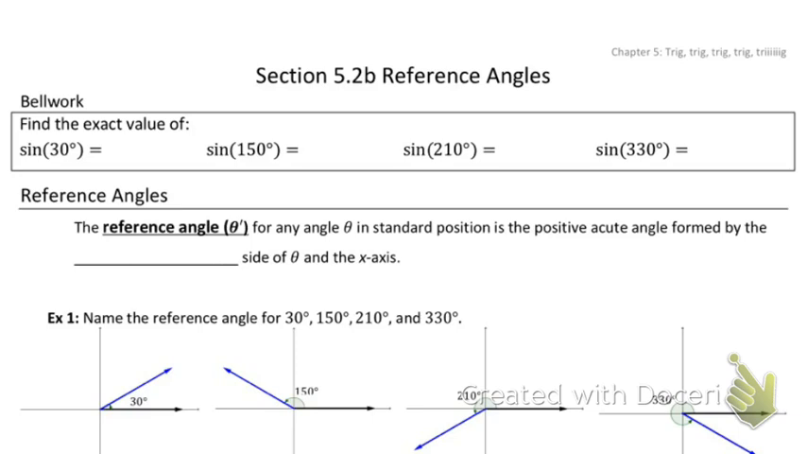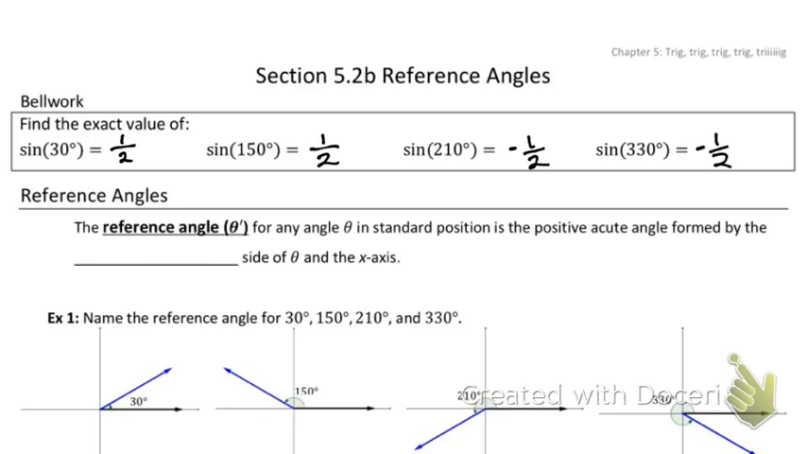It says we're supposed to find the exact values of all of these degrees. So we have the sine of 30, sine of 150, sine of 210, and sine of 330. Well, the sine of 30 degrees, that is our very first tick mark. Sine always starts at 0, so we're at 1 over 2. Well, the sine of 150, if we look that up, is also 1 over 2. The sine of 210 is negative 1/2. And finally, the sine of 330 is negative 1/2.